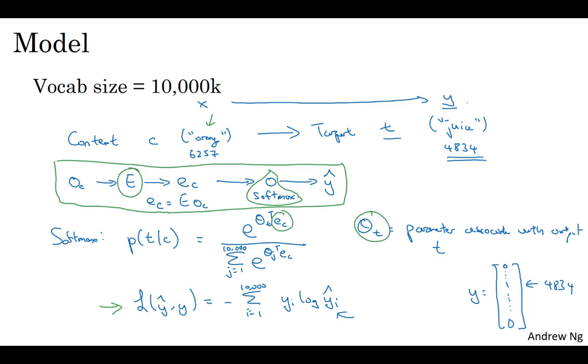So this is called the skip-gram model, because it's taking as input one word like orange and then trying to predict some word skipping a few words to the left or the right, to predict what comes a little bit before, a little bit after the context word.